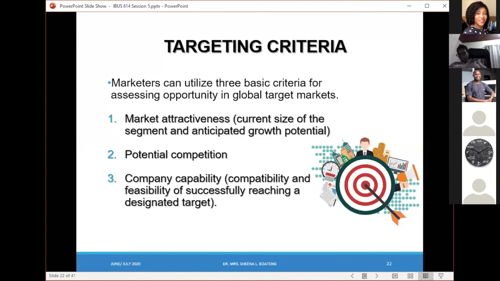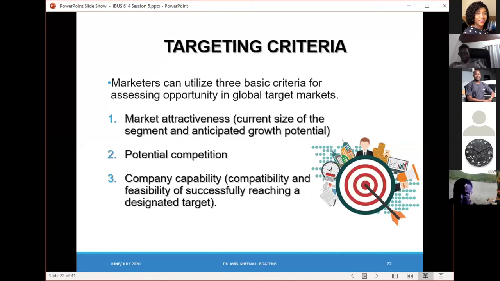The first one is market attractiveness, being the current size of the market segment and the anticipated growth potential. Because like we said, it's not just enough to see how attractive the market or the segment looks in the short term. You need to be able to be sure that this attractiveness is going to be prolonged into the long term so that you can make returns into the future.